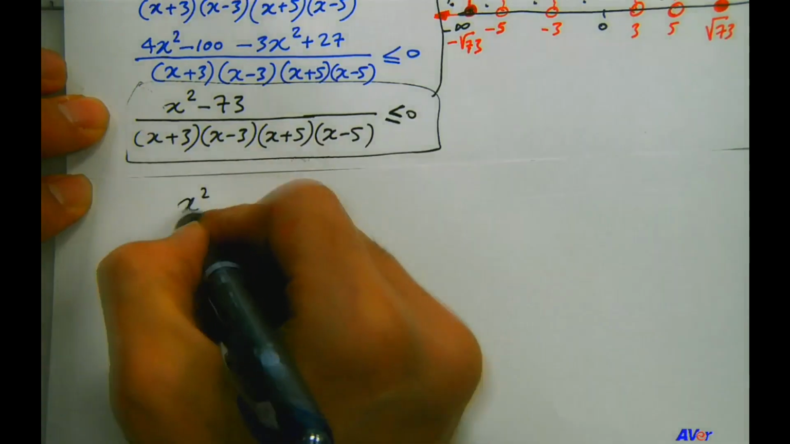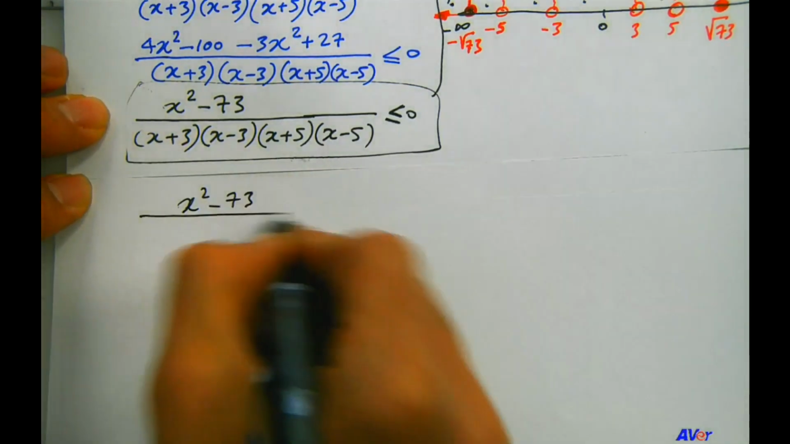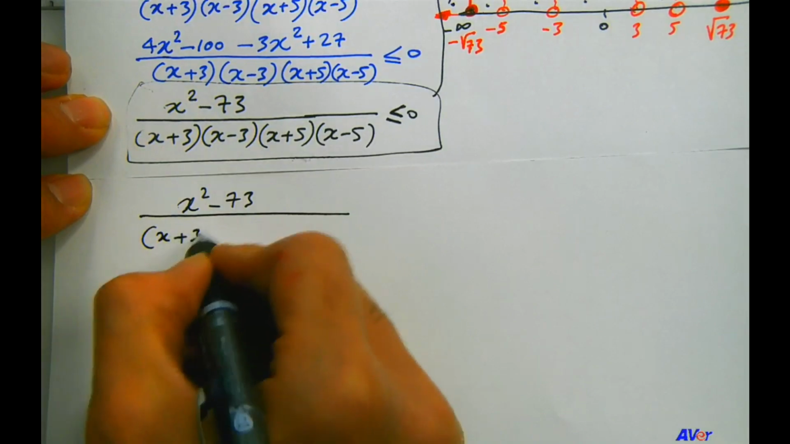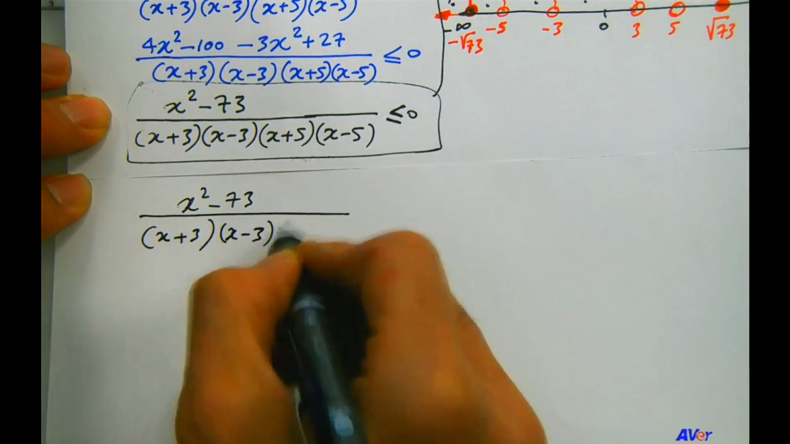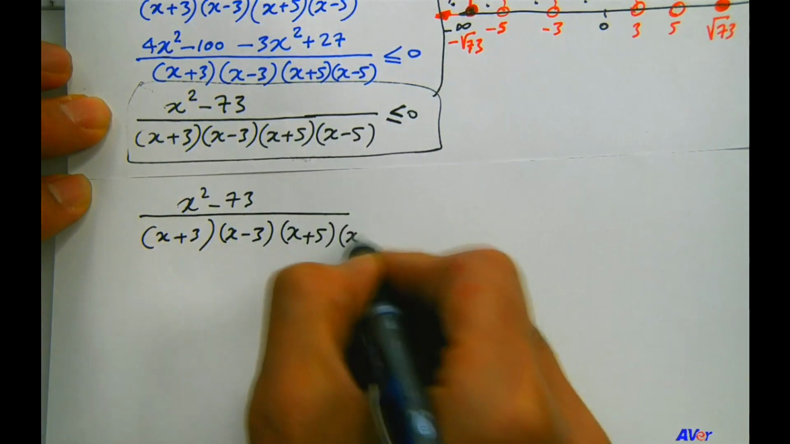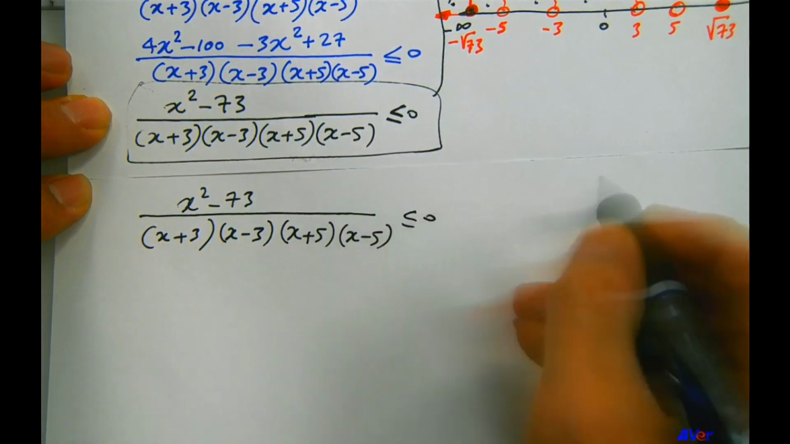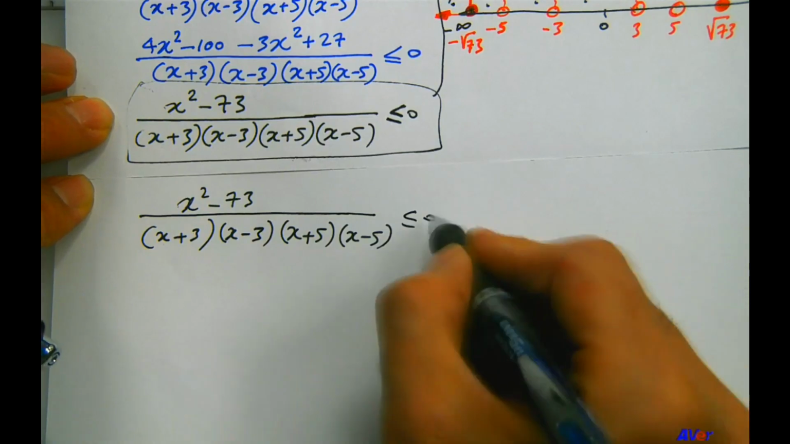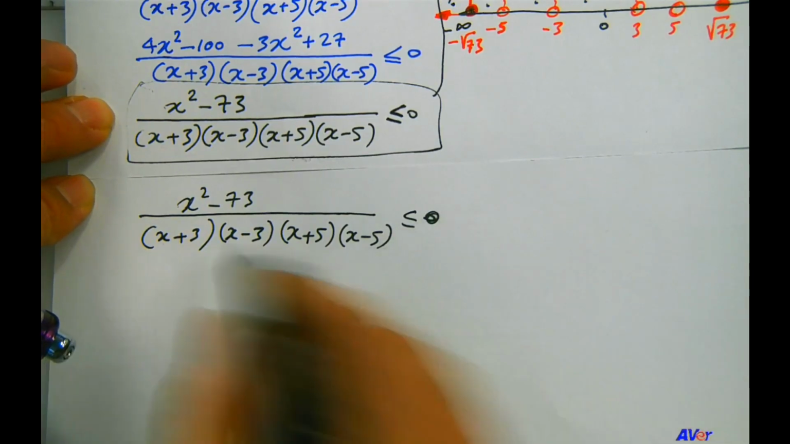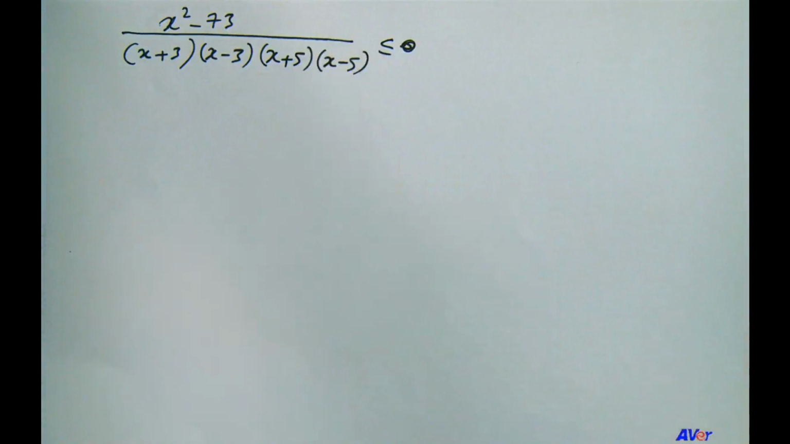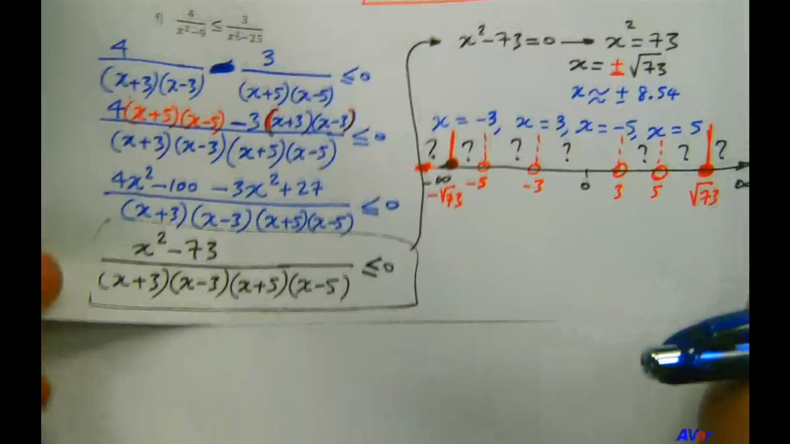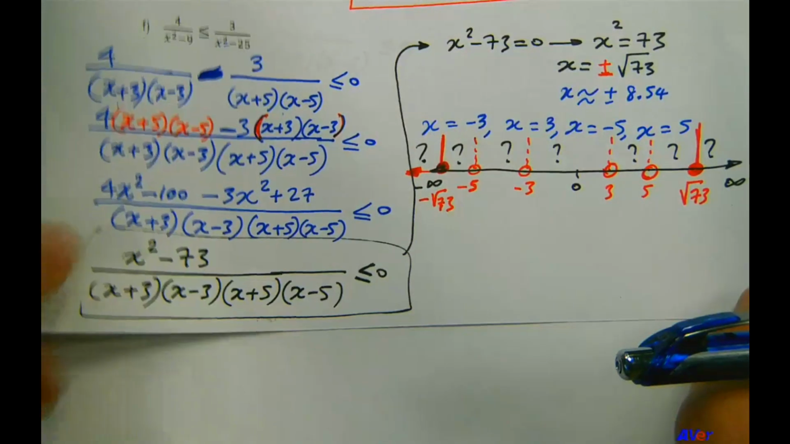So we have x squared minus 73 divided by x plus 3 times x minus 3 times x plus 5 times x minus 5 less than or equal to 0. So this is just a scratch paper on this sheet. I'm not going to post this on Canvas because I'm using it as a scratch paper. But I will post the final result once we're done with it, right?